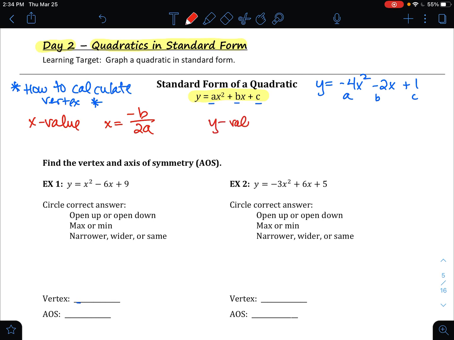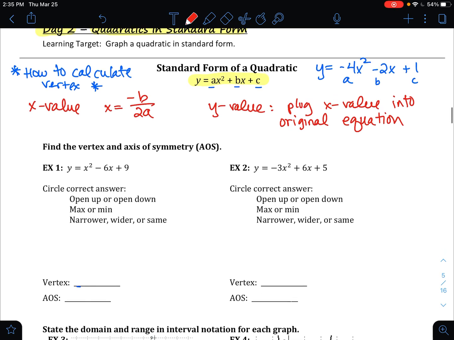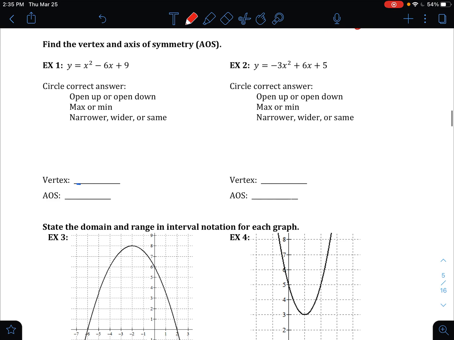To get the y value, we are going to plug the x value into the equation. So I'm going to write here, plug x value into original equation. We use the formula negative b over 2a, calculate, let's say we calculate 4. Then we go back to the original equation and plug 4 in everywhere we see an x. Let's do that in these first couple examples. We are going to find the vertex and the axis of symmetry.